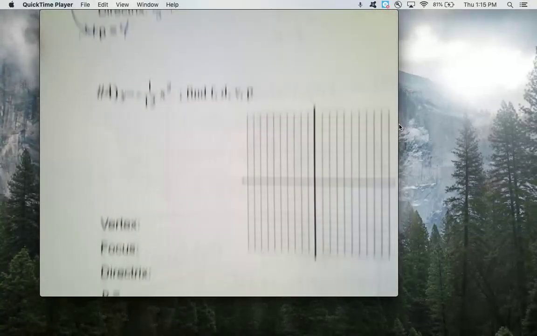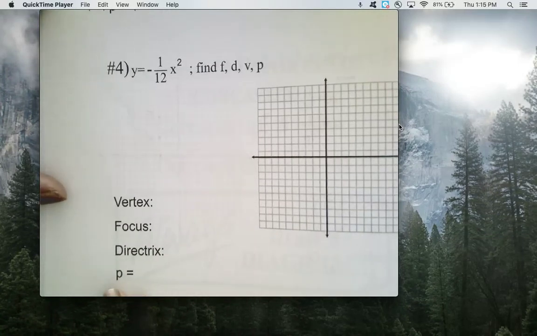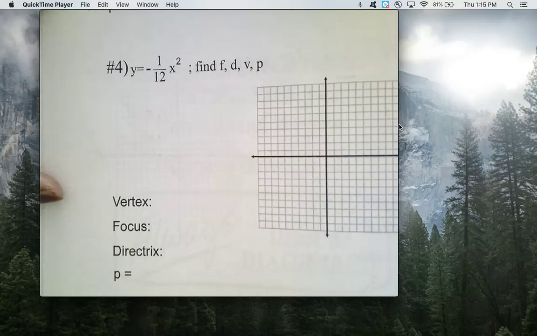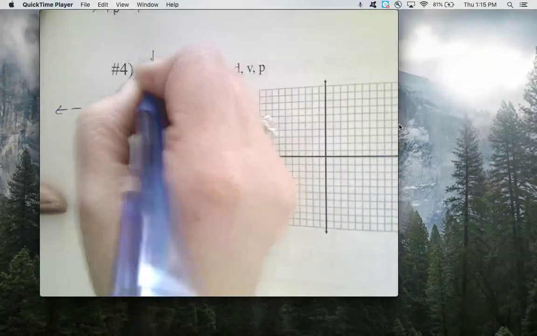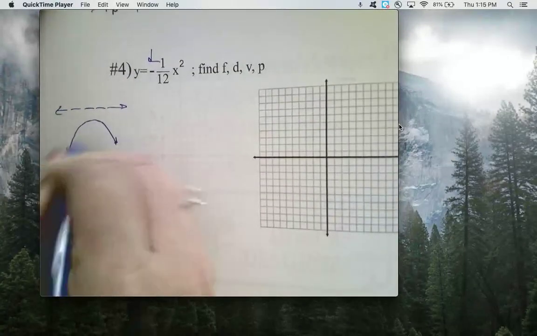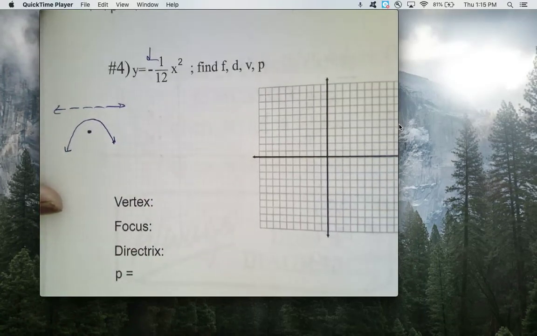So let's move down to number 4 for me. All right, again, is it going to be concave up or concave down? Paul, concave up or concave down? Down. I agree. Concave down, how did you know? Your A is negative. Beautiful. So I know it's going to be concave down. Notice I'm drawing not only the concave down parabola, but also the directrix and the focal point.